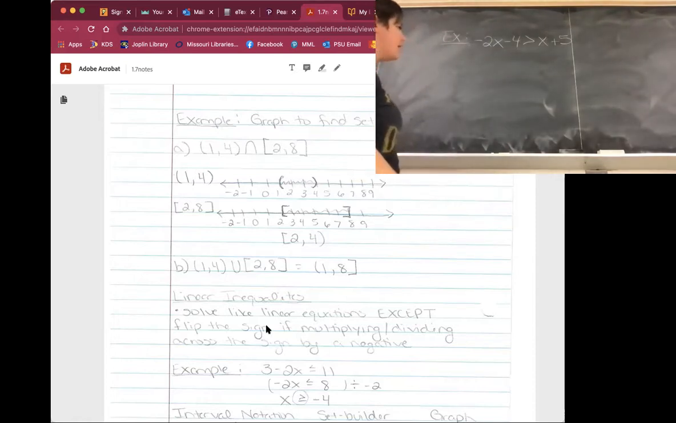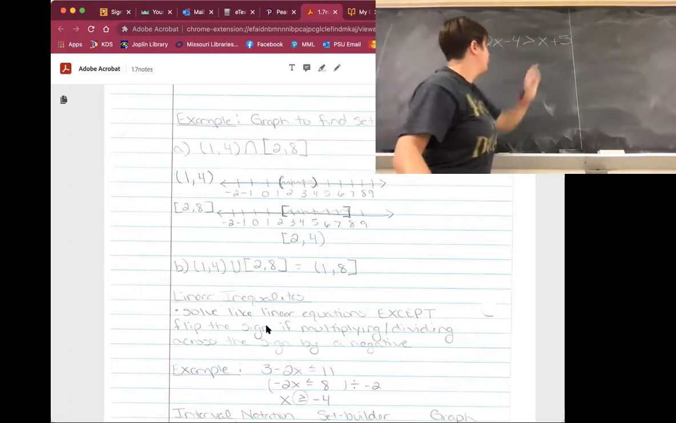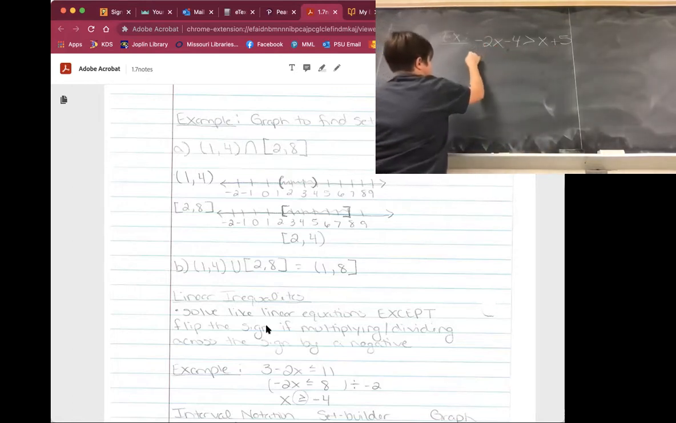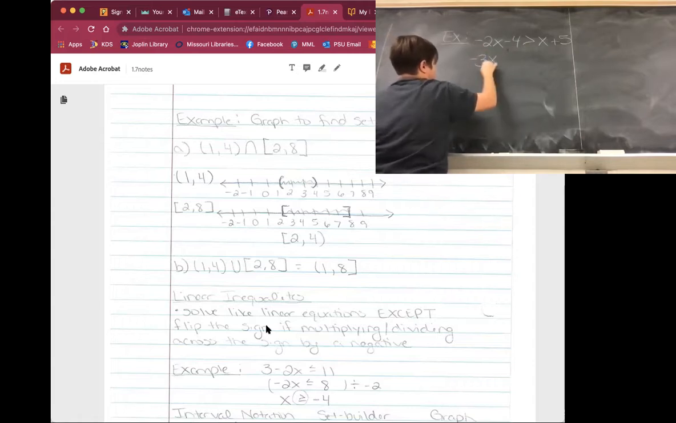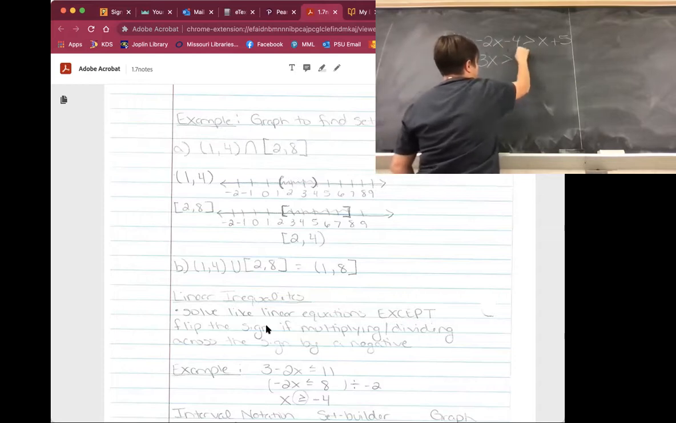All right, this one says -2x minus 4 is greater than x plus 5. Again, solve it just like a linear equation. I want to get all my x's on one side and all my numbers on the other. So I'm going to subtract my x over and add my 4 over. If I subtract my x over, I get -3x. If I add my 4 over, then I get 9.